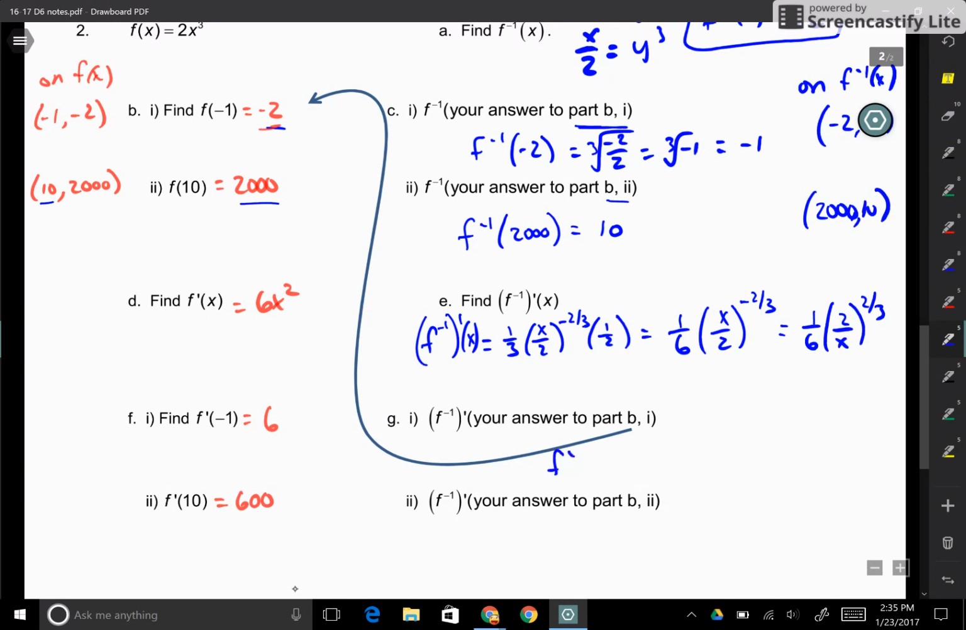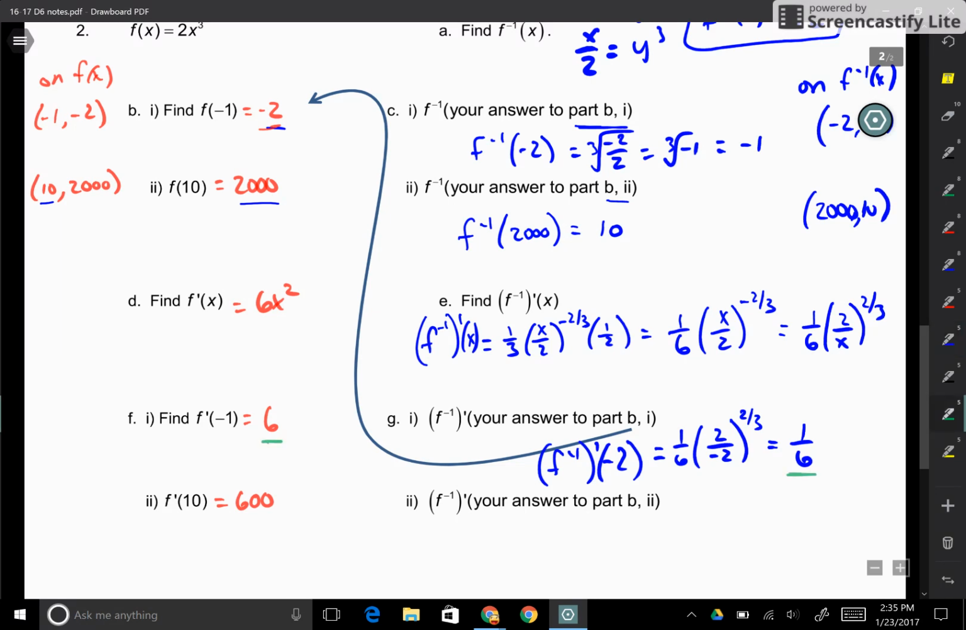So f inverse prime of my negative 2. Well, I can go here and do 1/6 times 2 over negative 2 to the 2/3 power. 2 over negative 2 would be negative 1 to the 2/3 power. Negative 1 squared is going to be positive, and the cube root of a positive is going to be positive. That's going to turn out to be 1/6. Interesting.